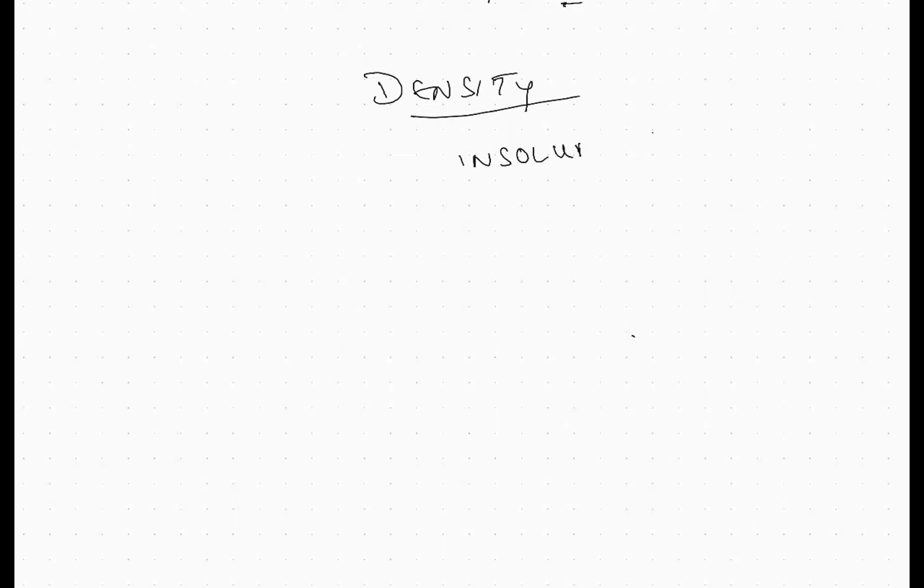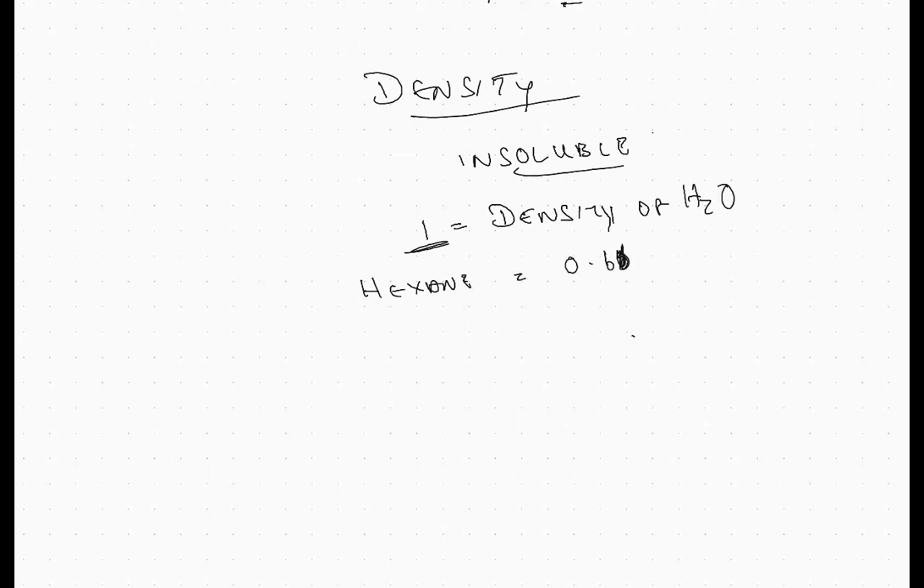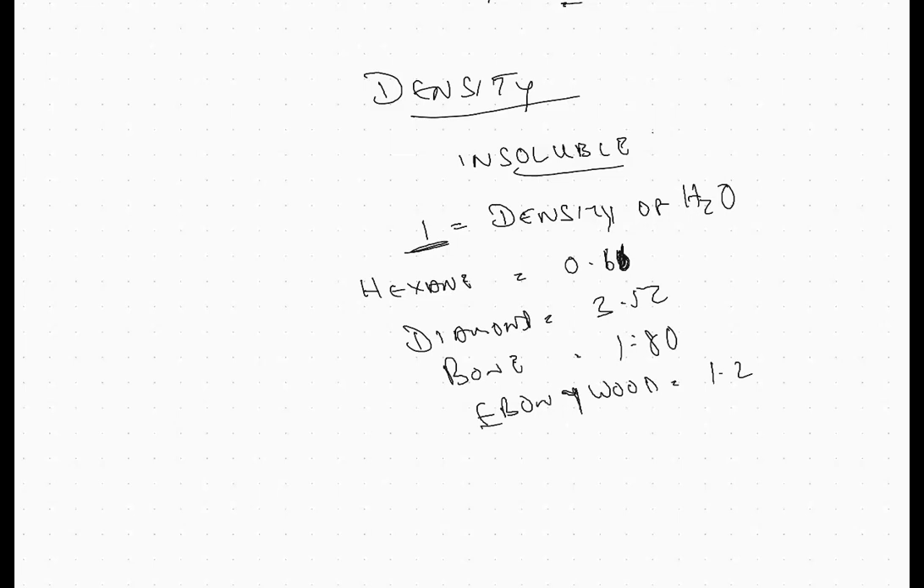The density of water we can take as 1. If you take the density of water as 1, whatever value given that is less than 1 would be floating. So they have given a set: hexane 0.66, diamond 3.52, bones 1.80, and ebony wood 1.2. Of all of them, 0.66 is lower than 1. So whenever the density is lower, it floats.